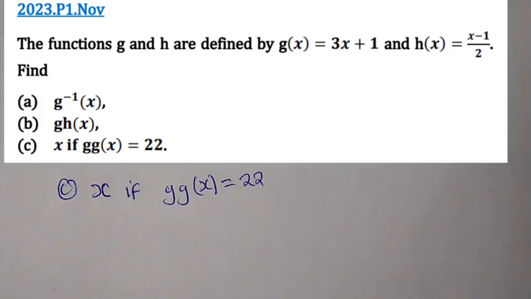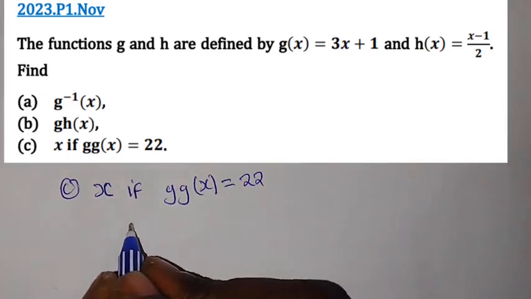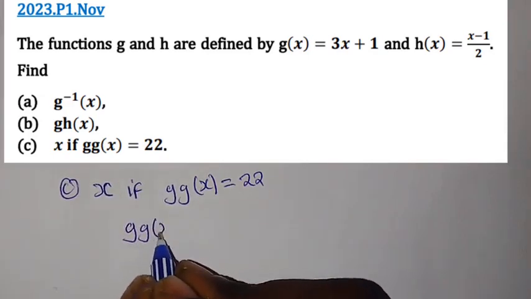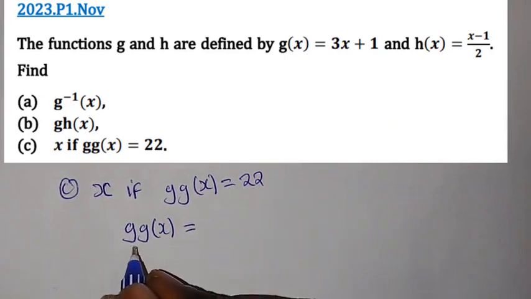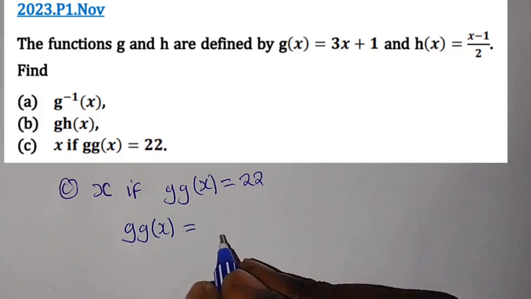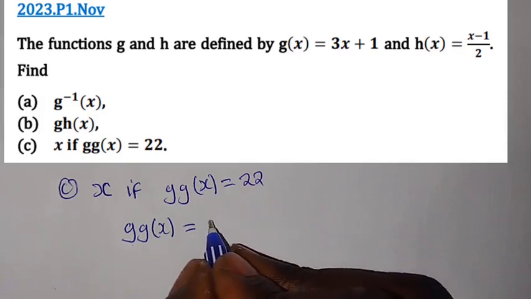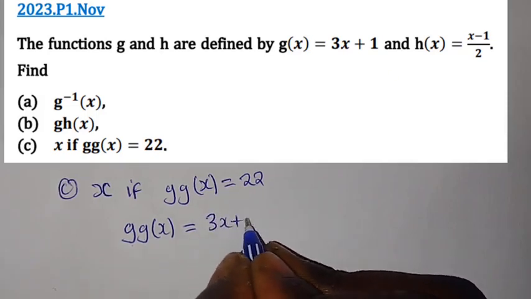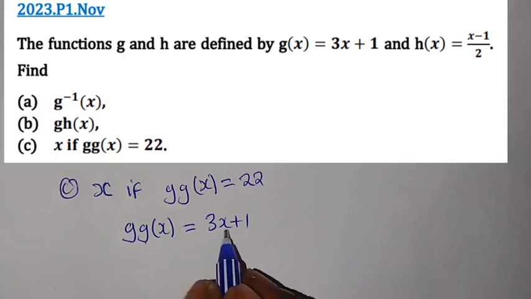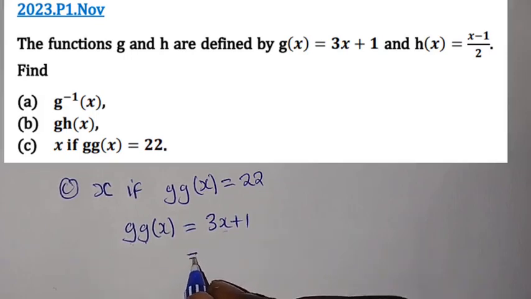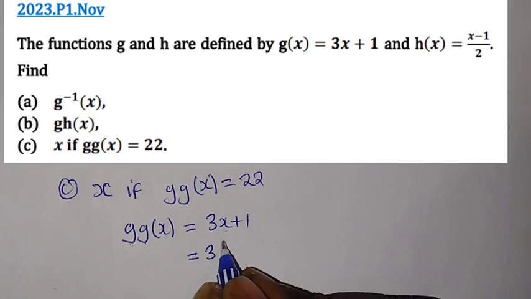So in order for you to find the value of x, first you need to find the function of g(g(x)), this one. So we are going to write the function of g, and we know the function of g is 3x plus 1. Since the same function of g is the one that is going to be substituted on this function of g where we have x. So we are going to write 3 open bracket.